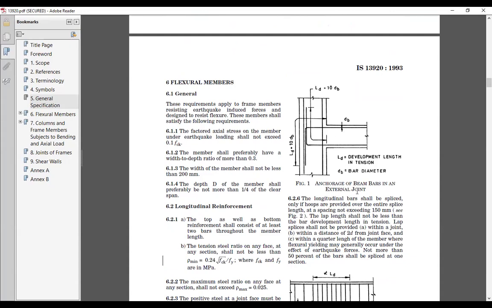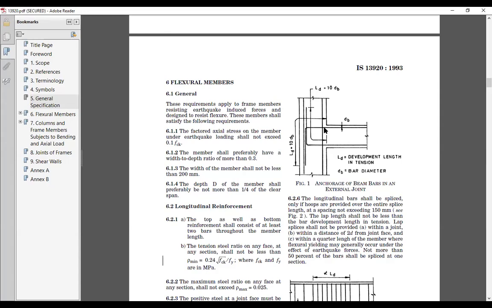So here you can see anchorage of beam bars in an external joint. Okay, so whenever a beam column joint is there, how much reinforcement should extend into the column? Here you can see from this point to this point the reinforcement should be LD plus 10 times dB. So what is dB? dB is the bar diameter.